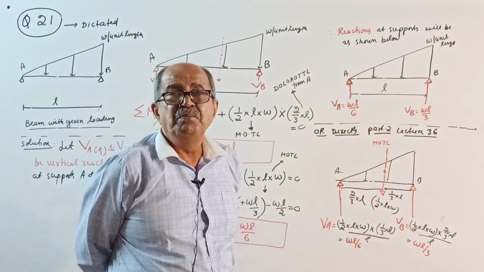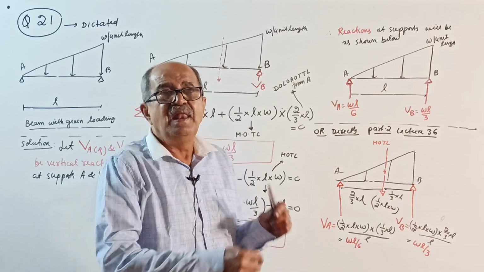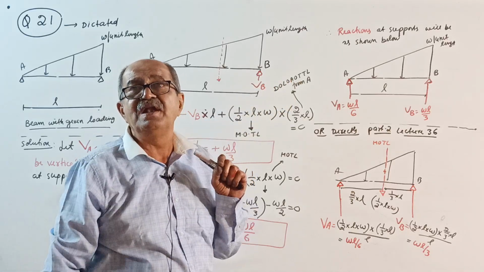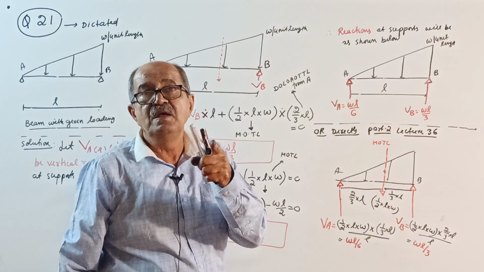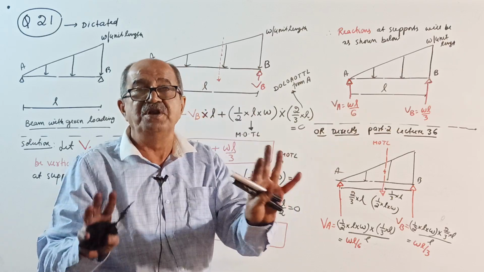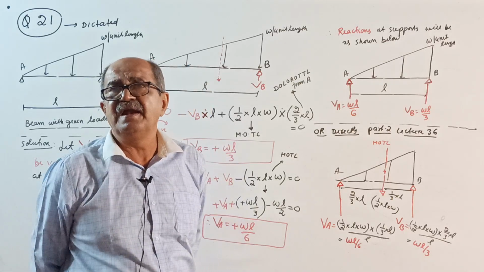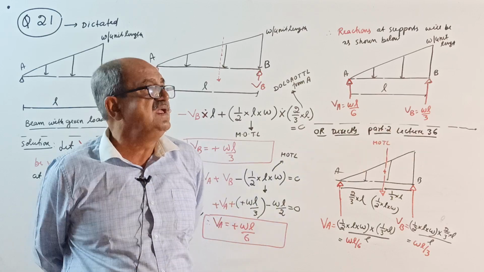Now, if somebody will ask me a question, simply supported beam, okay, left side 0, right side maximum, intensity how much? W per unit length. You will tell W kilonewton, don't tell kilonewton per meter. Oh, sorry, W per unit length, good. Span is L, okay. Reaction, I will tell directly. Left side, WL by 6, right side, WL by 3.